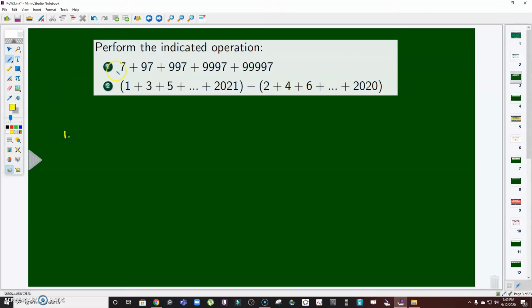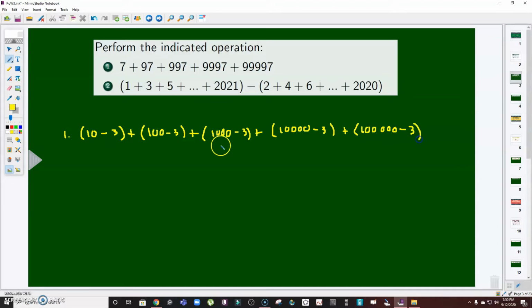Alright, what do I mean? So instead of writing 7, I'm going to express it as 10 minus 3. Right? While 97, I'm going to write as 100 minus 3. Doing the same, 997 is 1000 minus 3. This 9,997 is just 10,000 minus 3. And lastly, this 99,997 is just 100,000 minus 3. There you go. See that?